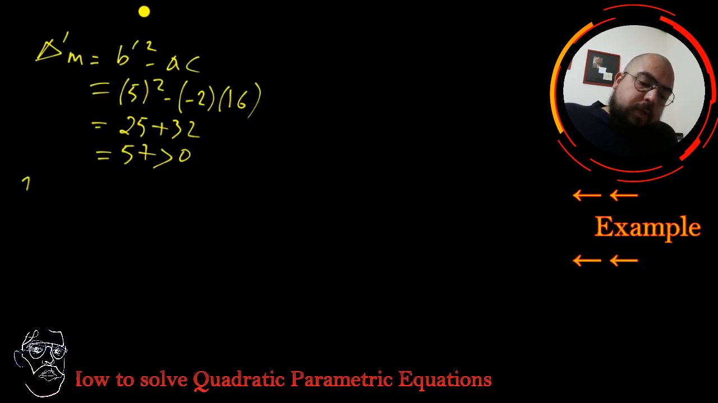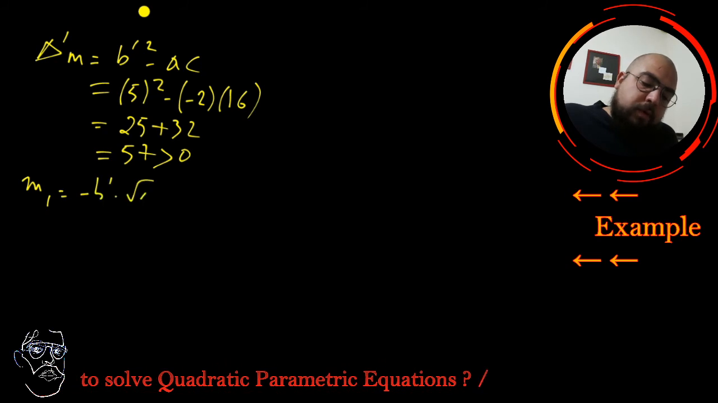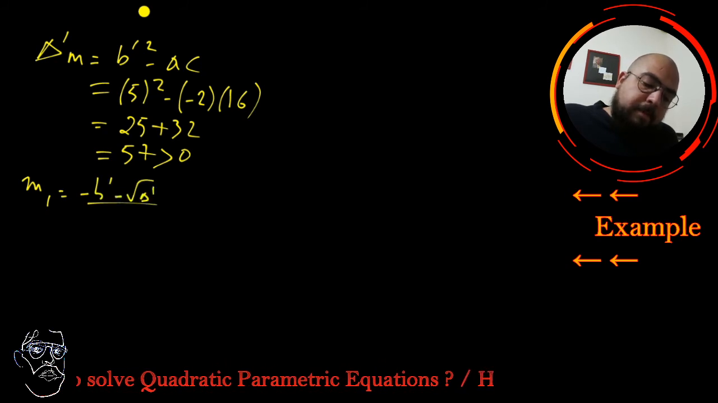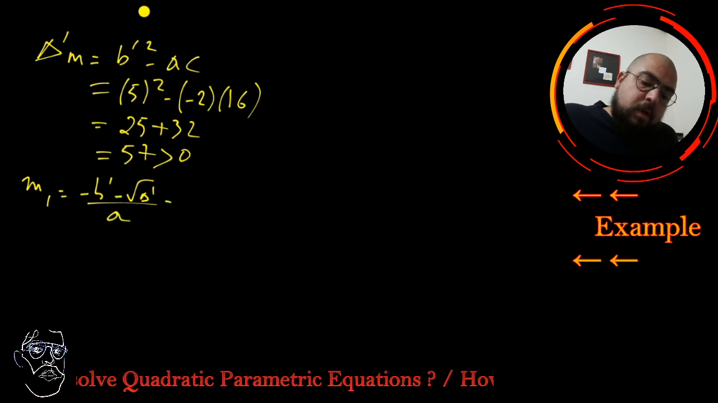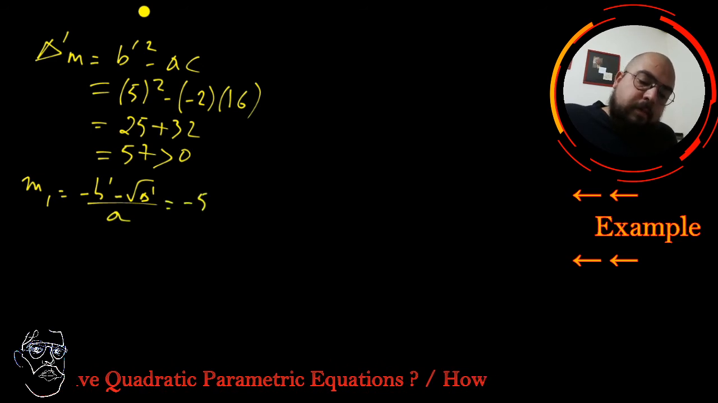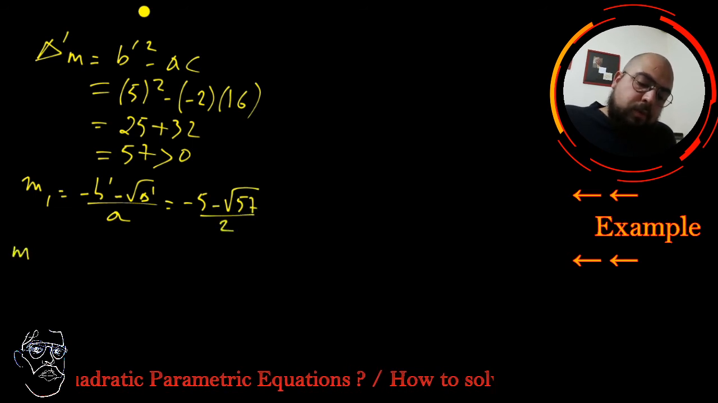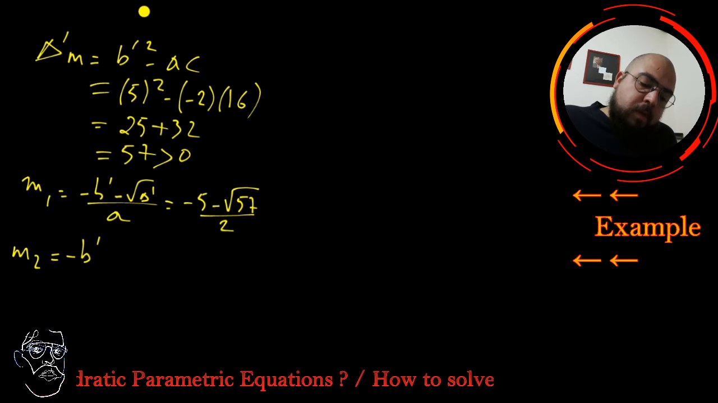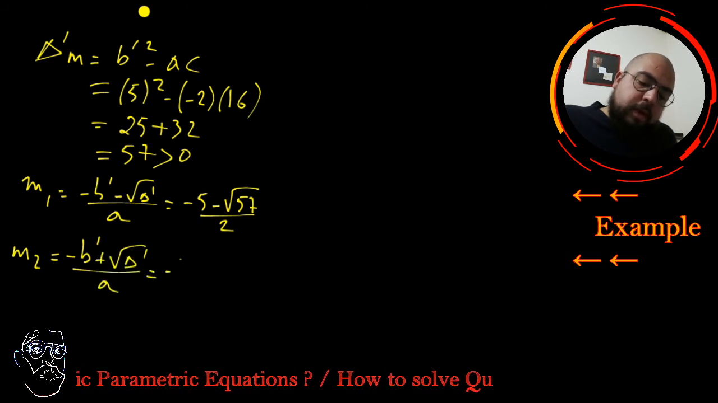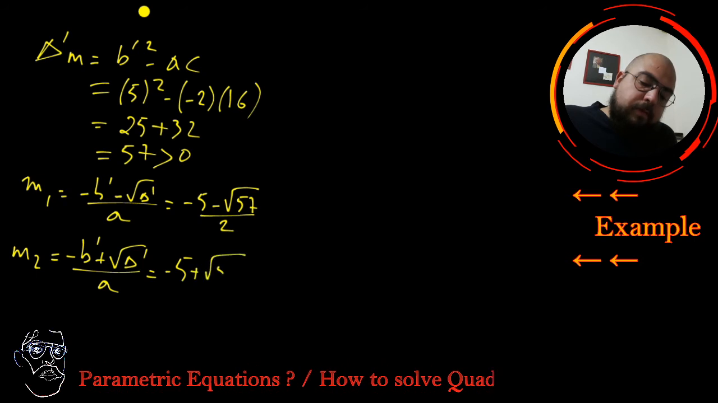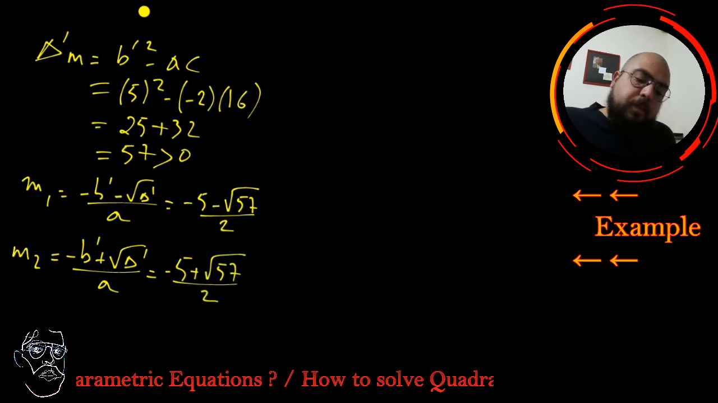So what are these roots? m1 is equal to minus b prime minus square root of delta prime over a. So it's minus 5 minus square root of 57 over 2. m2 is equal to minus b prime plus square root of delta prime over a. So it's minus 5 plus square root of 57 over 2.